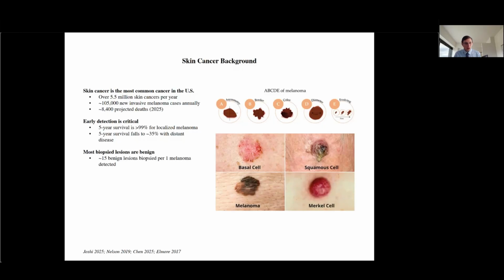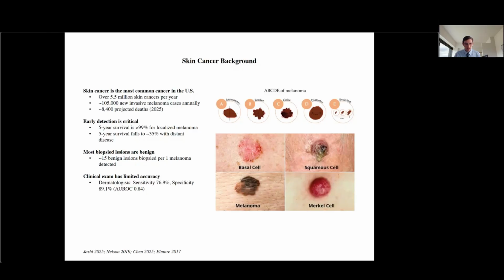Really, what ends up happening is a lot of the patients or people will have a skin lesion and they'll present to their primary care doctor or their dermatologist, and they'll need a skin biopsy. However, most biopsy lesions are benign. They did studies on this, which approximately resulted in 15 benign skin lesions biopsied per one melanoma detected or diagnosed.